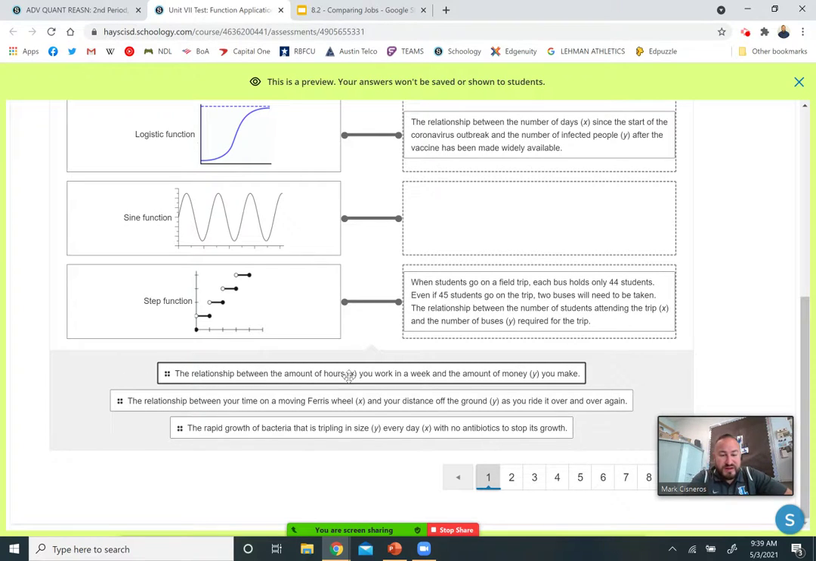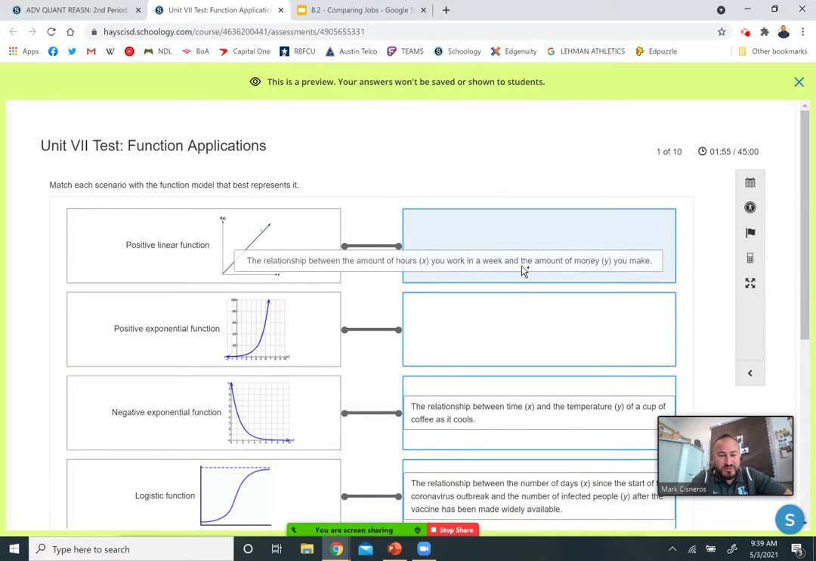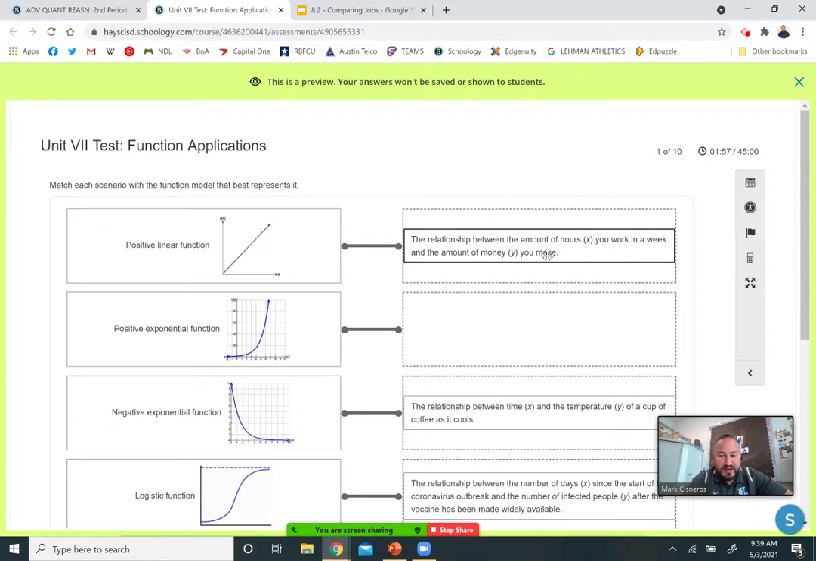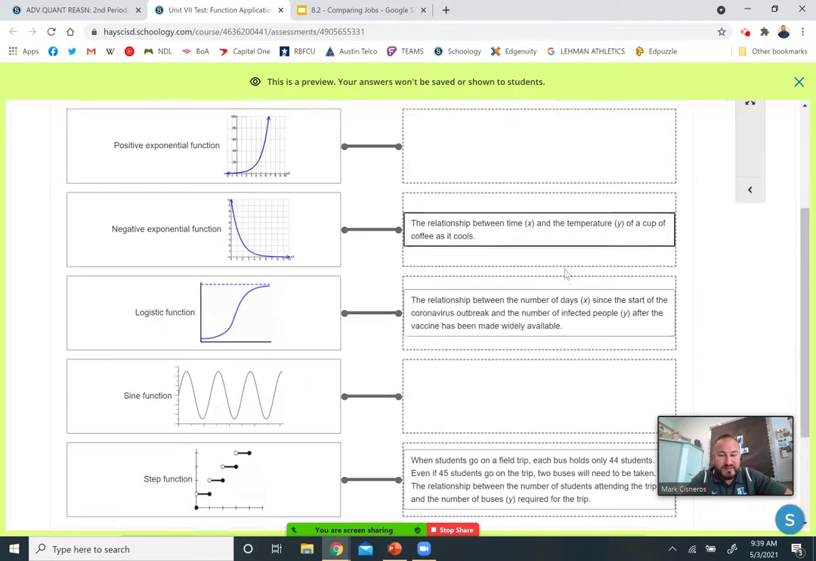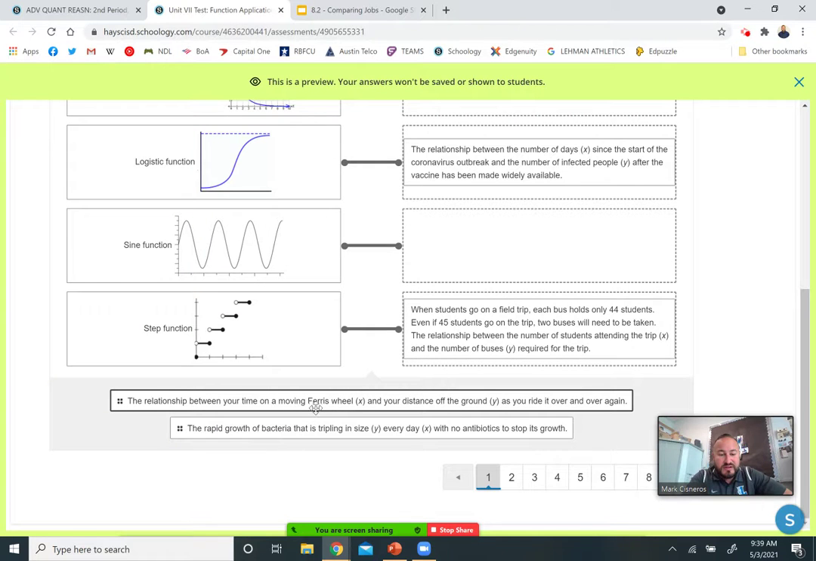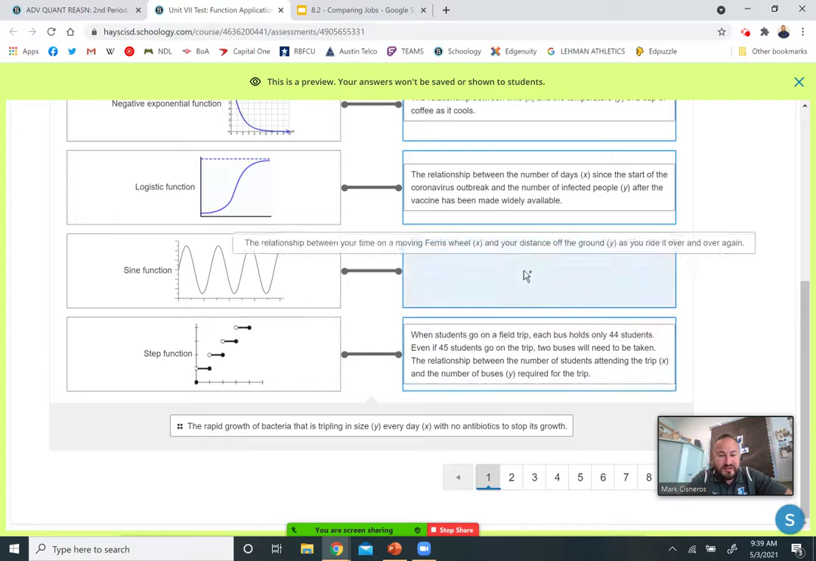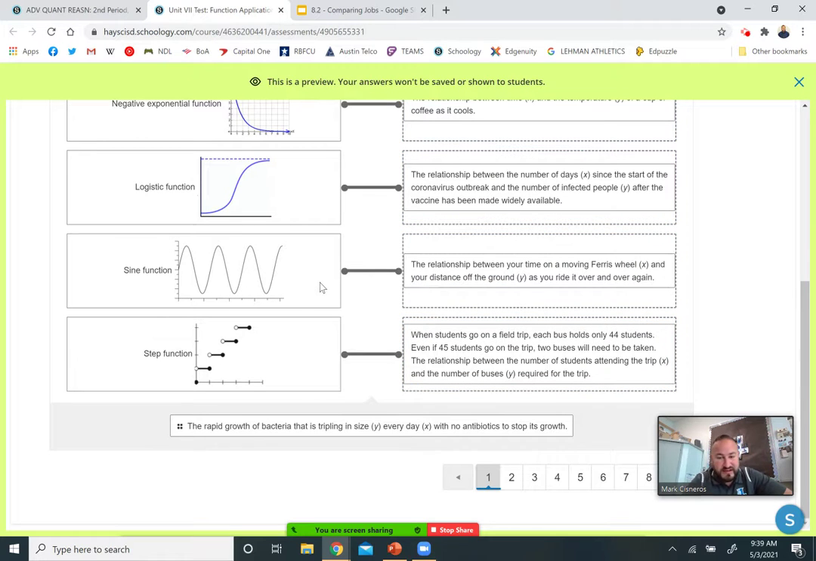The relationship between the amount of hours you work in a week and the amount of money you make: the more hours you work, the more money you make, and that's just going to continue linearly. That's a positive linear function. The relationship between your time on a moving Ferris wheel and your distance off the ground, and that is a sine function. We did that exact one in class.